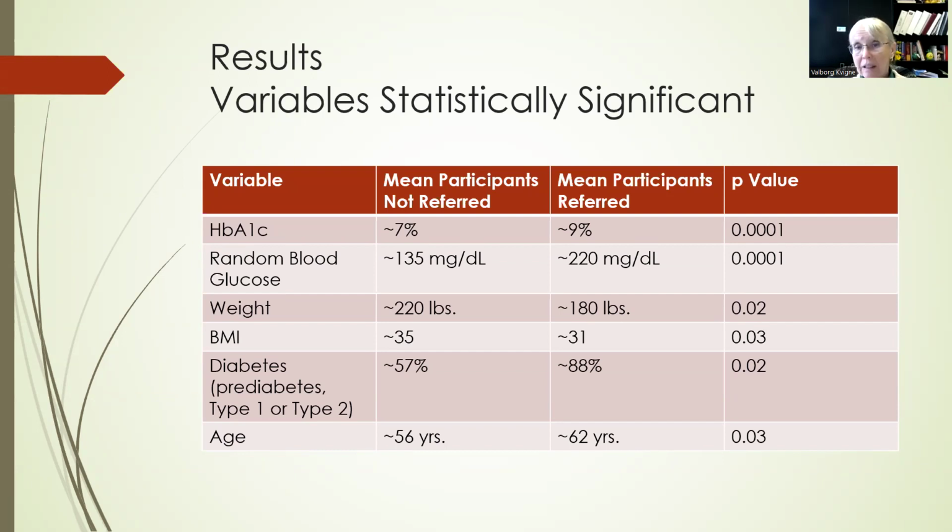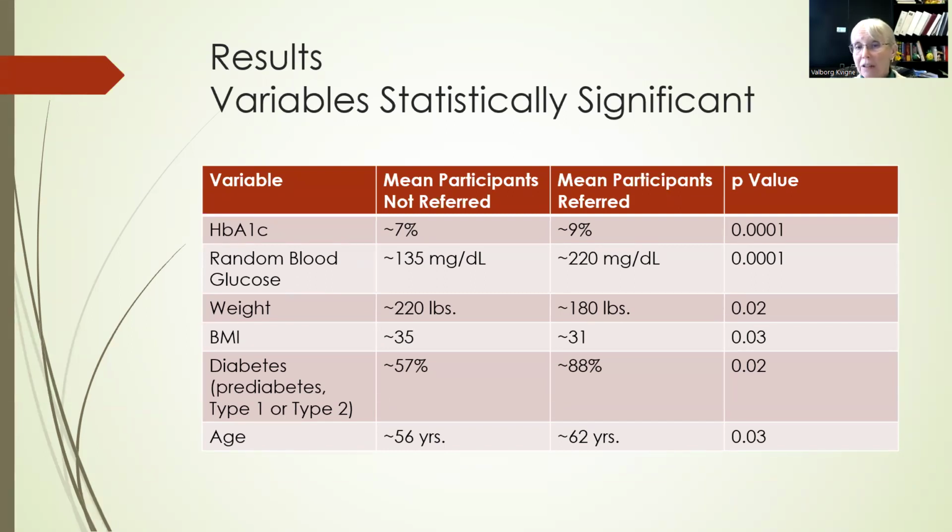Now, if you're doing community screenings and you do not have A1Cs, or you do not know someone's A1C, a random blood glucose will work just as well. The mean random blood glucose, which is just the average, was approximately 135 milligrams per deciliter, and the mean random blood glucose for participants who were referred was 220. So you can see any participant with an elevated random blood glucose is at a higher risk. So this is important information to consider when you're looking for cardiovascular risk factors.